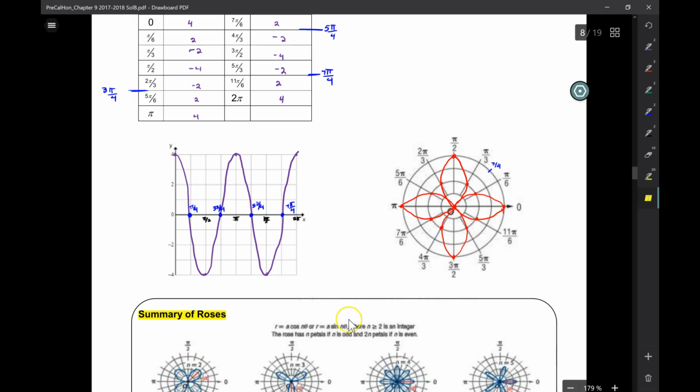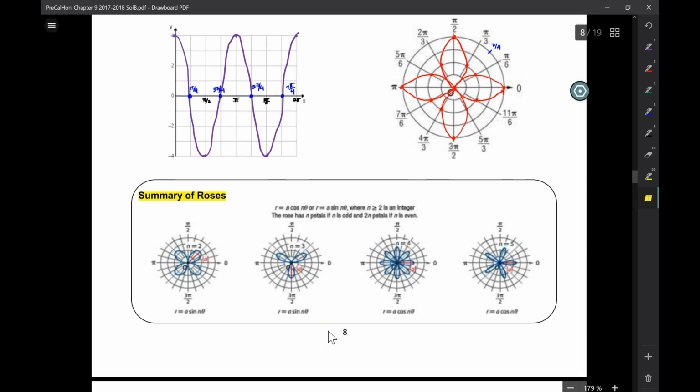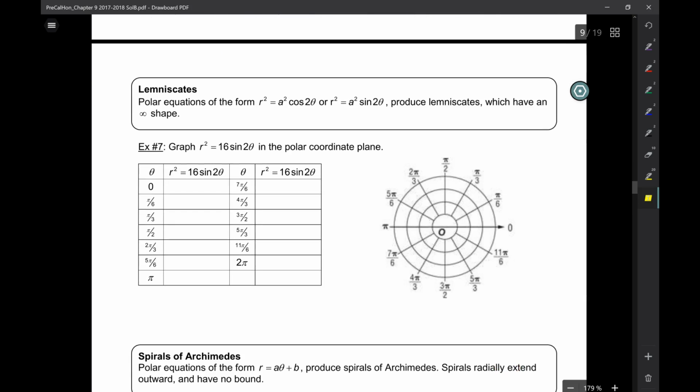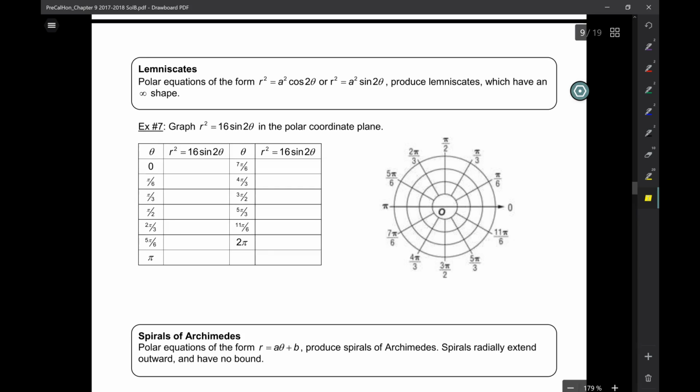Okay. All right. Let's move on. So this is, again, a summary of roses. We know now A is the radius. Okay, lemniscates. Lemniscates, here we have a whole other type.